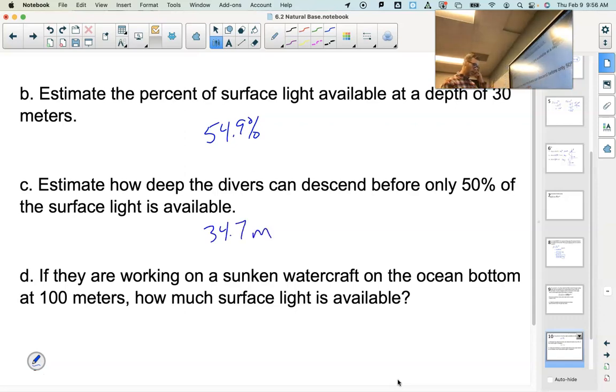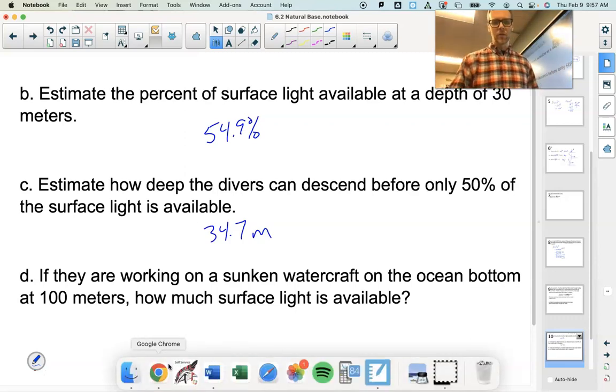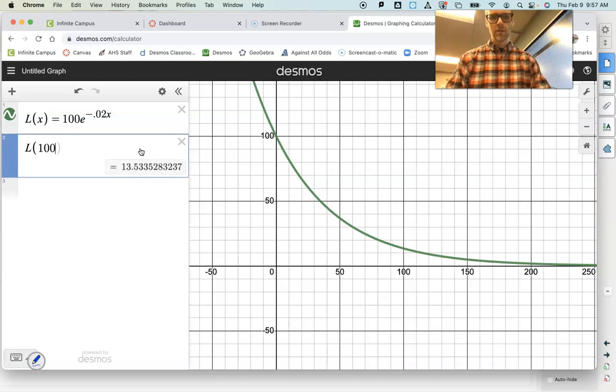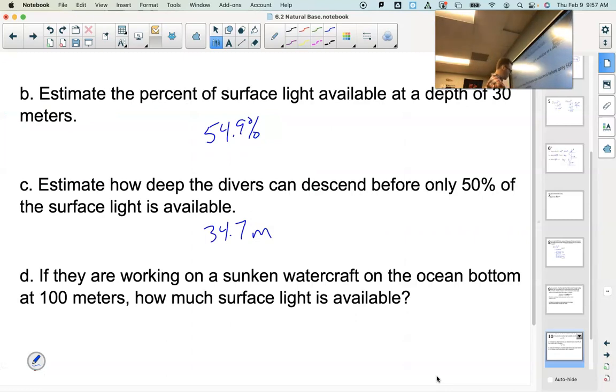If they're working on a sunken watercraft on the ocean bottom and the ocean right there is 100 meters deep, how much surface light is available? We're going to go back and put 100 in for x. About 13.5% of the light is available.